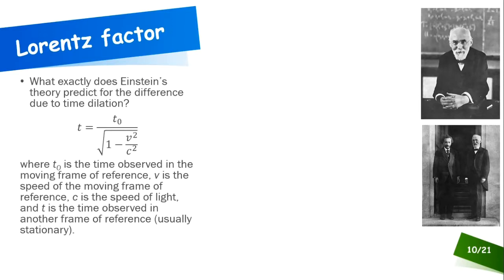So, Einstein's theory predicts the difference in time delay due to this equation that you see here on the screen. The time is going to be equal to the time that's observed, which is t0, and then you're going to divide that by the square root of 1 minus v squared over c squared. And v is going to be the speed of the moving frame of reference. C, of course, is the speed of light, and t is the time observed in another frame of reference. Usually it's going to be a stationary frame of reference.